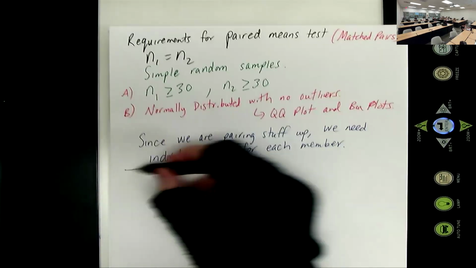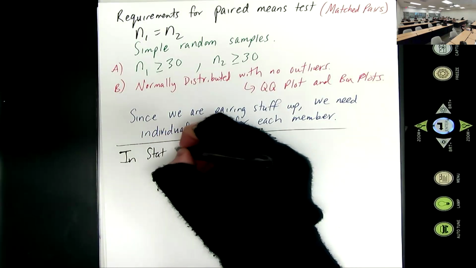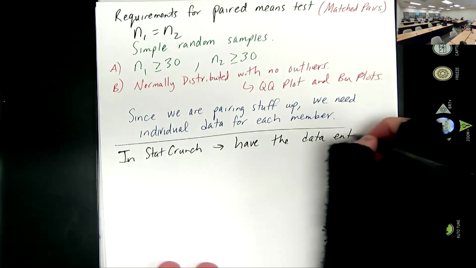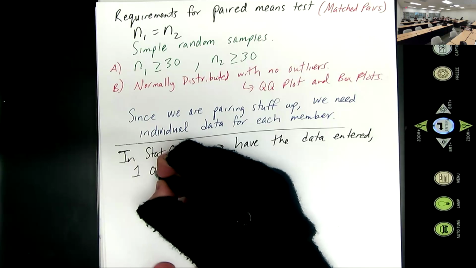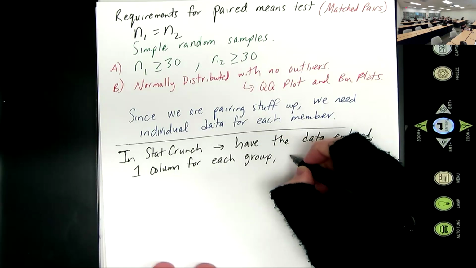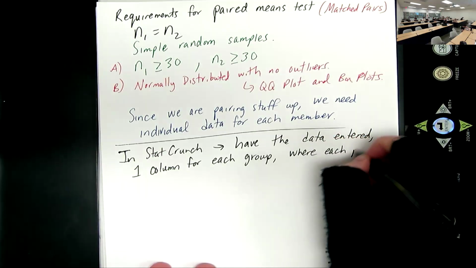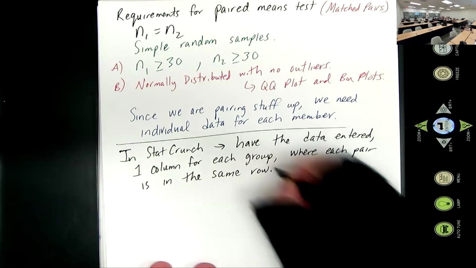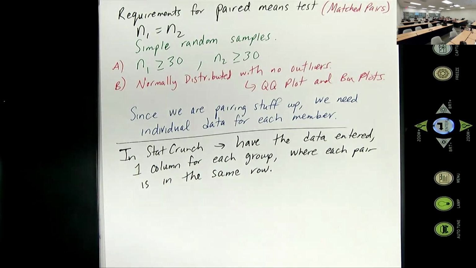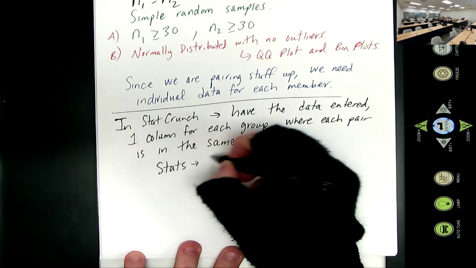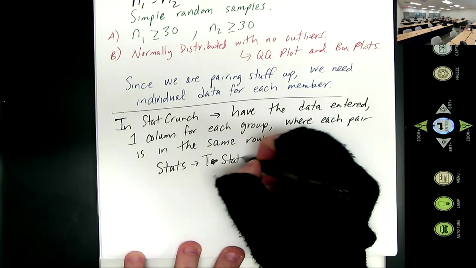So how do we do this in StatCrunch? Have the data entered in by columns, one column for each group, where each pair is one row. It should be side by side. And then we're gonna do Stat, Paired.